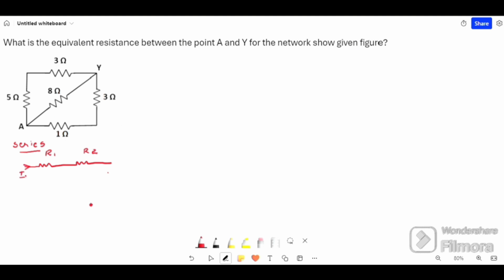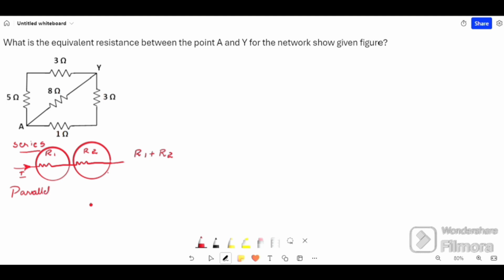Then let us consider current I flows through this network. Now we can see that for current I to flow there is only one path. First, current I will flow through resistor R1, then the same current I will flow through resistor R2. As the same current flows through both the resistors, it is known as series connection. Equivalent resistance will be R1 plus R2.